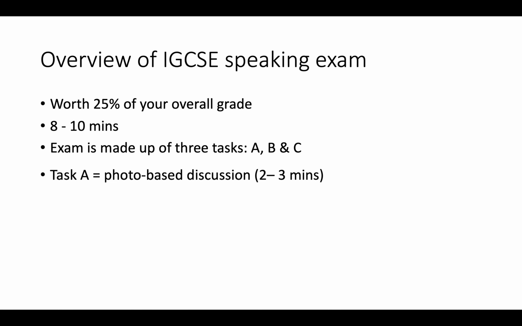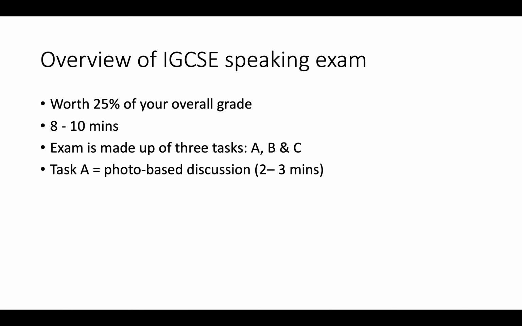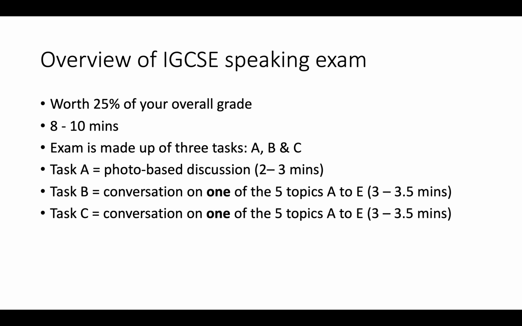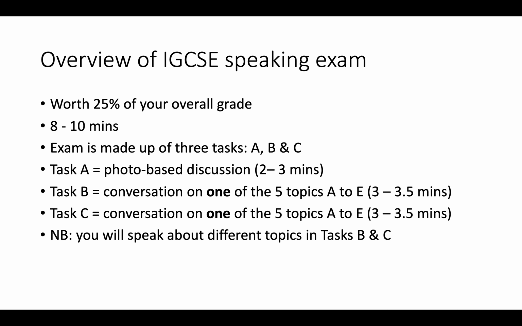Okay, so task A is also known as the photo-based discussion, and lasts between 2 to 3 minutes. Task B is a conversation on one of the topics A to E. Okay, it lasts between 3 to 3.5 minutes. And task C is another conversation on one of the 5 topic areas A to E, also lasting between 3 to 3.5 minutes. Okay, and just to be absolutely clear, you'll speak about different topics in task B and C.